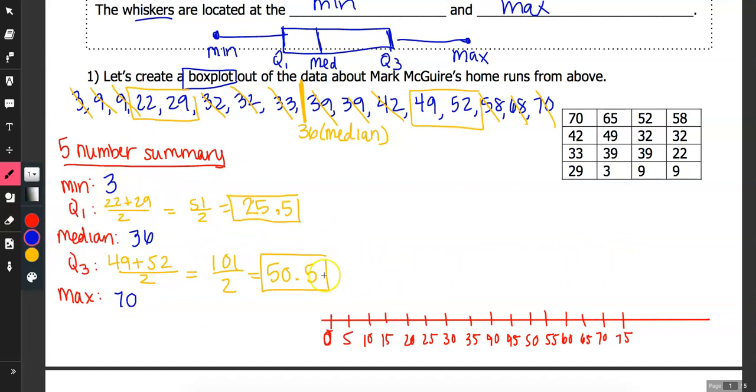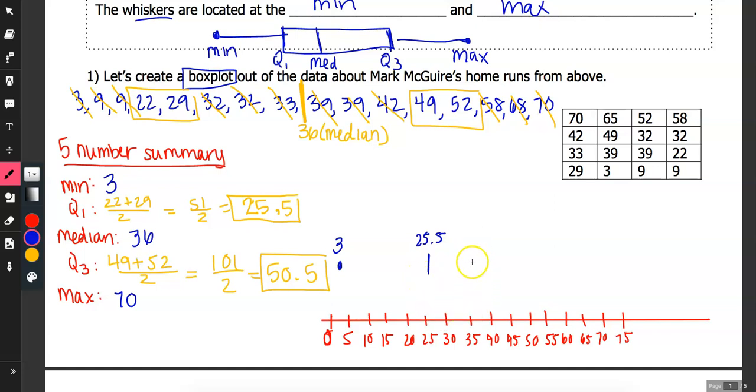So I'm going to put a dot for the minimum, and we're estimating it's about here. 3, put the number on top. Oops, sorry. For Q1, I put a vertical little line. So 25.5 would be right about here. I put the number on top so I know what that really should be.